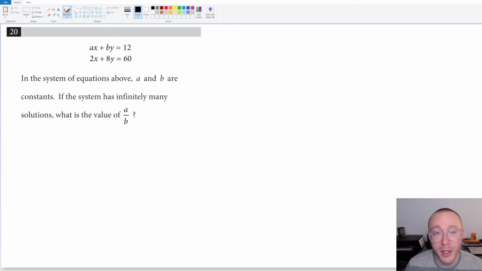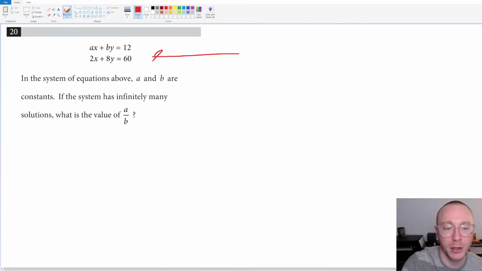For number 20 here, we've got a question showing us a system of equations, and it says, in the system of equations above, A and B are constants. If the system has infinitely many solutions, what is the value of A over B?